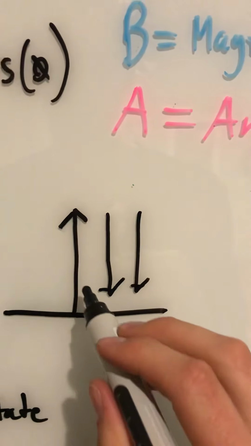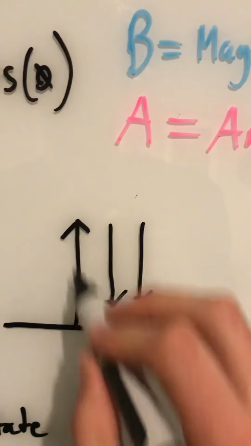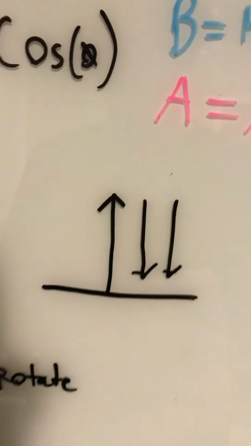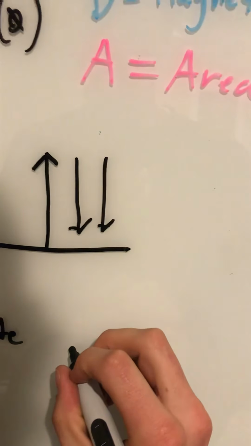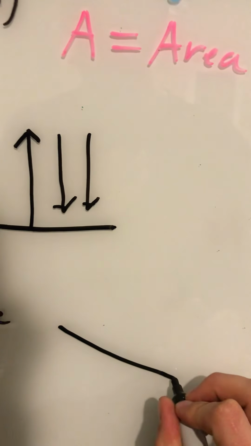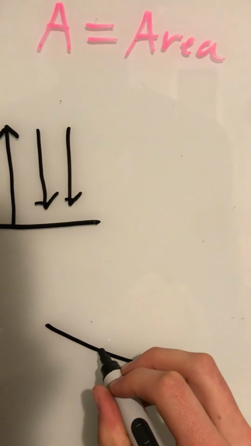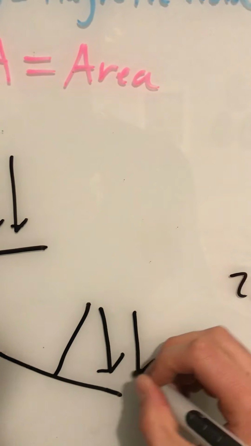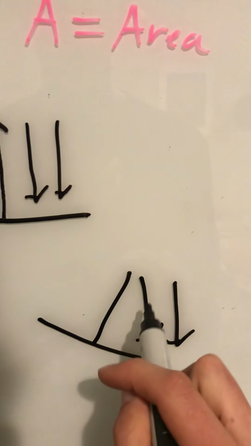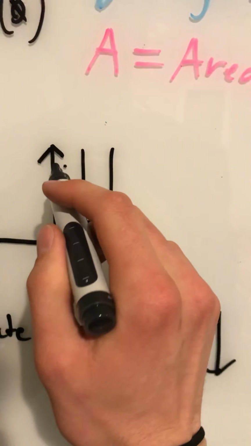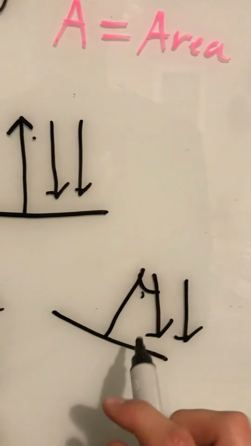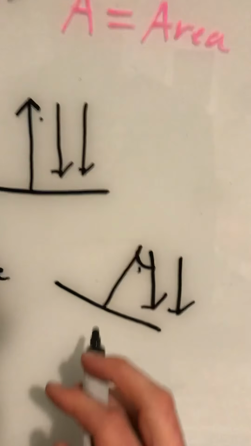So the angle between the normal from our wire and the magnetic field, if we can change that, let's say that we rotate like this, the magnetic field is still going the same way, but since we've changed the angle here to this, we can then induce an EMF in our wire.